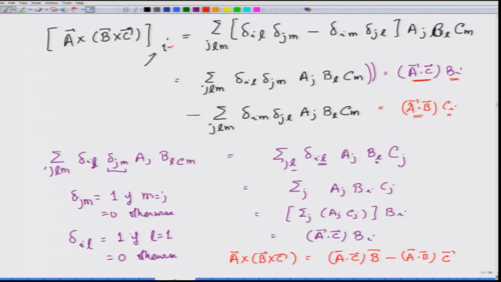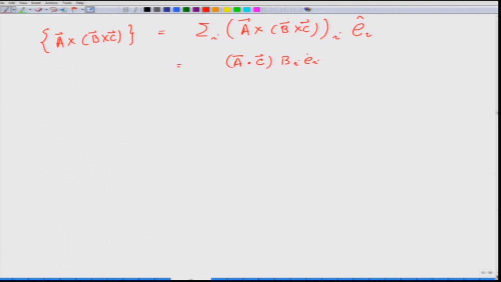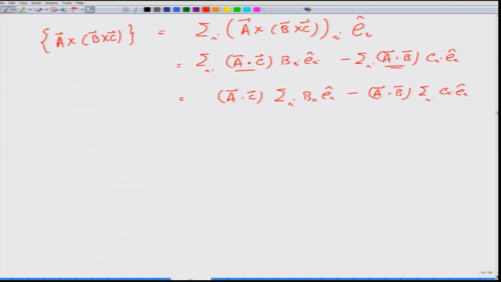C vector. If you are very fussy about the notation, then you can also write that A cross B cross C is nothing but summation over i of the ith component of A cross B cross C times the unit vector in the ith direction, and this is nothing but summation over i of A dot C B i e i minus summation over i of A dot B C i e i. Now, A dot C and A dot B are scalar quantities, so they come out: A dot C summation over i of B i e i minus A dot B summation over i of C i e i, and these are nothing but A dot C times vector B minus A dot B times vector C, and that is your answer.